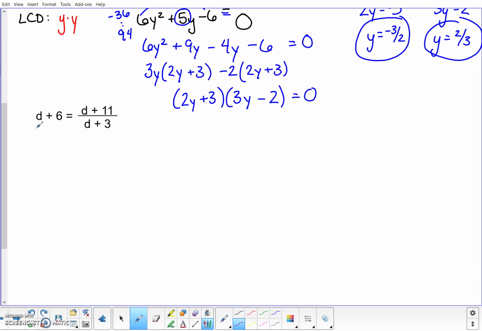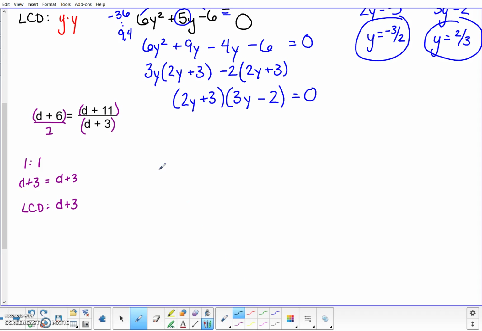Alright, now in this case you can see that d plus 6 doesn't have a denominator, so remember addition keeps things as a group. So each of these terms here is a group, so d plus 6, d plus 11, d plus 3. So the parentheses can help us. And then we want to compare our denominators. We have a denominator of 1, and we have a denominator of d plus 3, but d plus 3 can't be factored. So our LCD is d plus 3, because d plus 3 times 1 is still d plus 3.